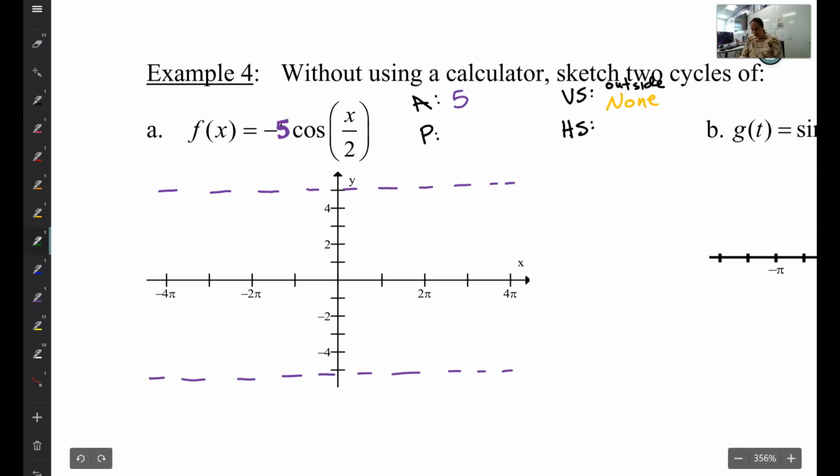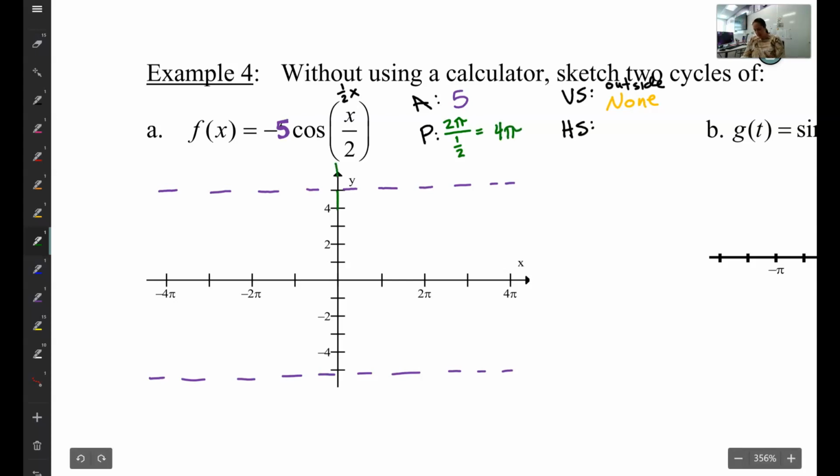Next is our period. For your period, you always take 2 pi and divide it by the number in here, which is going to be 1/2. You always use the number that you're multiplying by, not dividing by. So we think of this as 1/2 times x, and then you pull that 1/2 out of it. Now if this was tangent or cotangent, then I would use pi on top instead of 2 pi. If I simplify that, I get 4 pi.